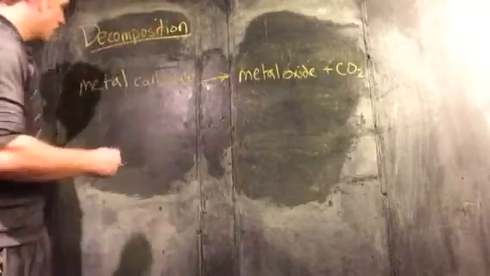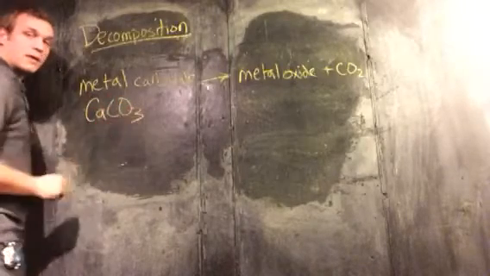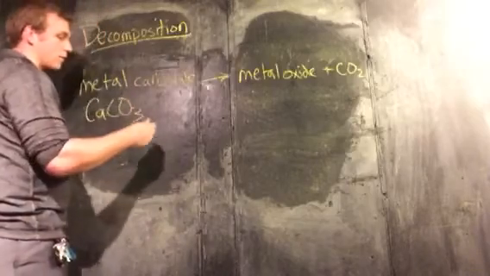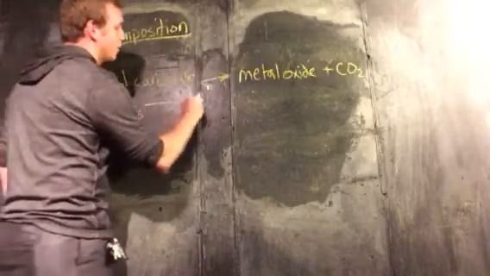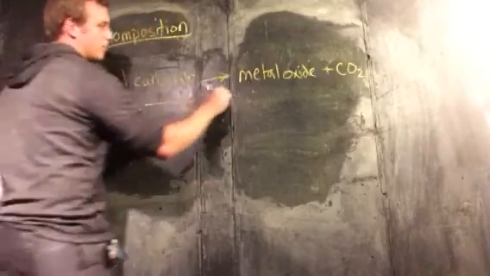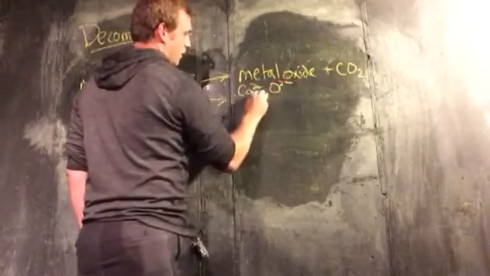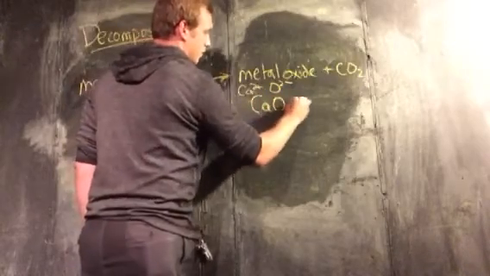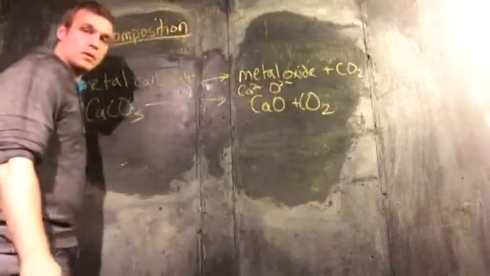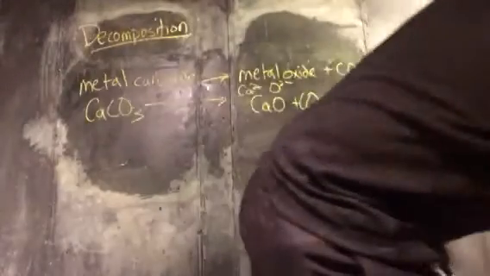Let's take a look. Let's do CaCO3, calcium carbonate. This is the most common version. Okay, it's ironic, I'm using chalk. So what do I get? Metal oxide, crisscross, calcium and oxygen. And you get CaO plus, sorry, CO2. Okay? And that's it. Let's do a couple more. I'm going to grab a bigger piece of chalk.